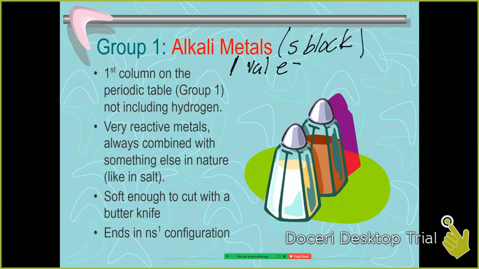They end in what's called the ns1 configuration. That has to do with their electron configuration, and n is what period they are in. So lithium would be 2s1. If you come down, sodium is in period 3, so it would be 3s1. Their reactivity increases down the group.